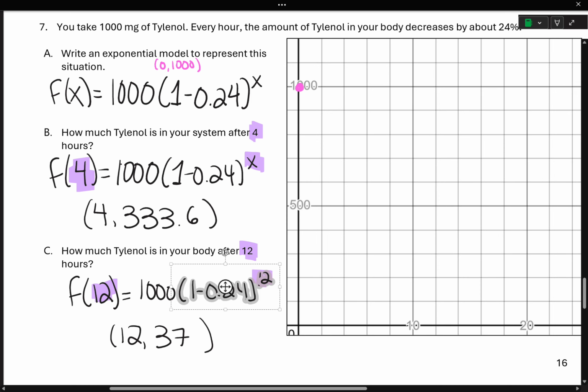0, 1,000, because that's how many we started with. 4, 333. It's right here-ish. 12, 37. That's there. So, as you can see, your body absorbs it pretty quickly.